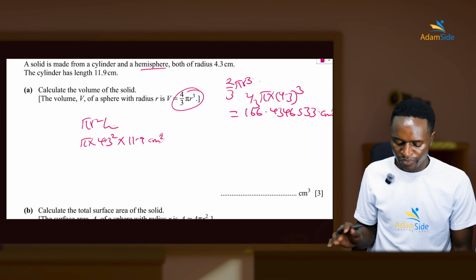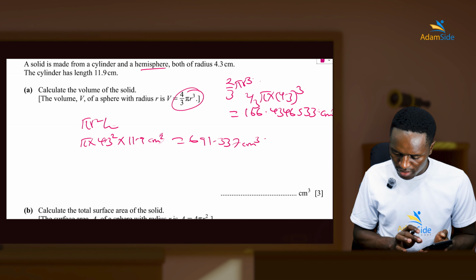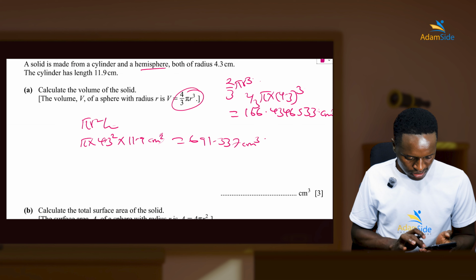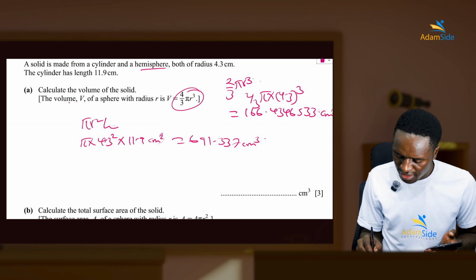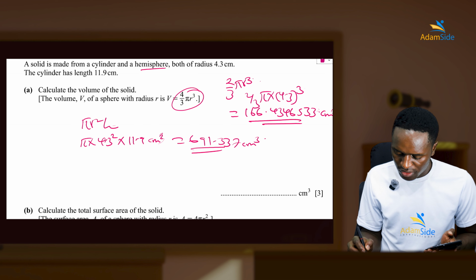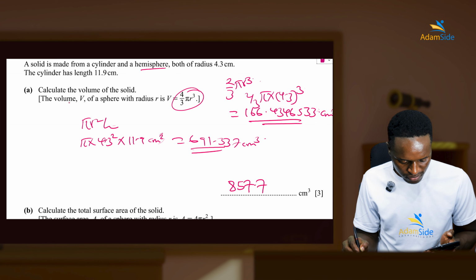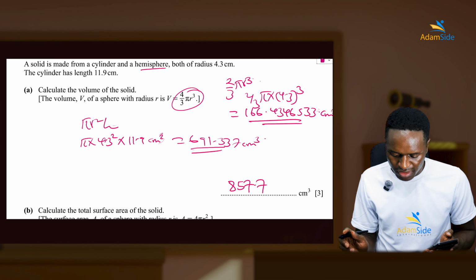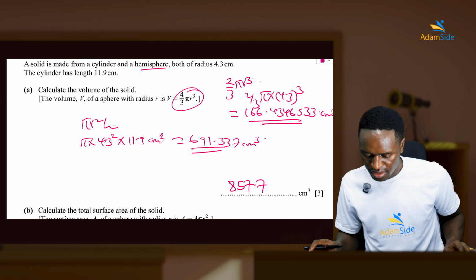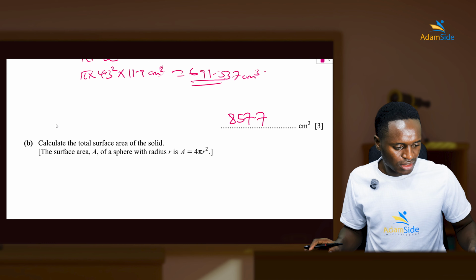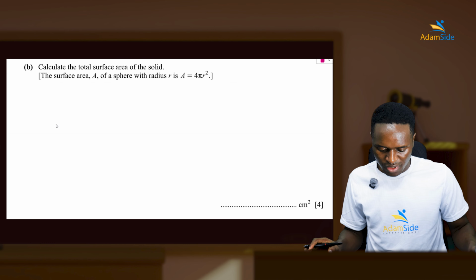So when you add up the totals, 691 plus 166, you add these total volumes, and you end up with 857.7 cubic centimeters, and that's the answer. That's the answer depending on your answers there.